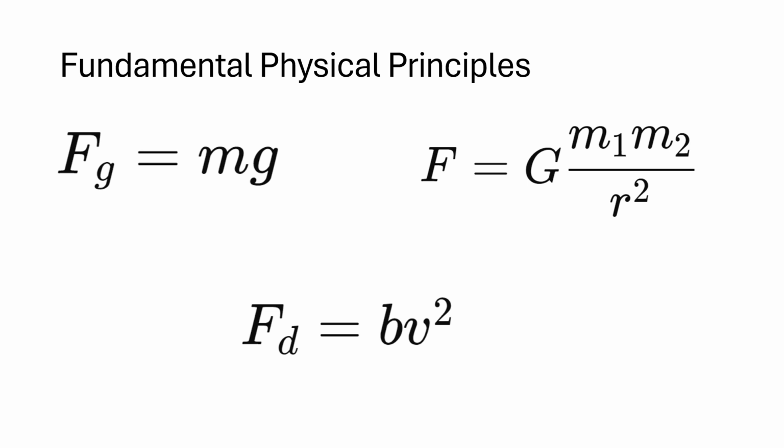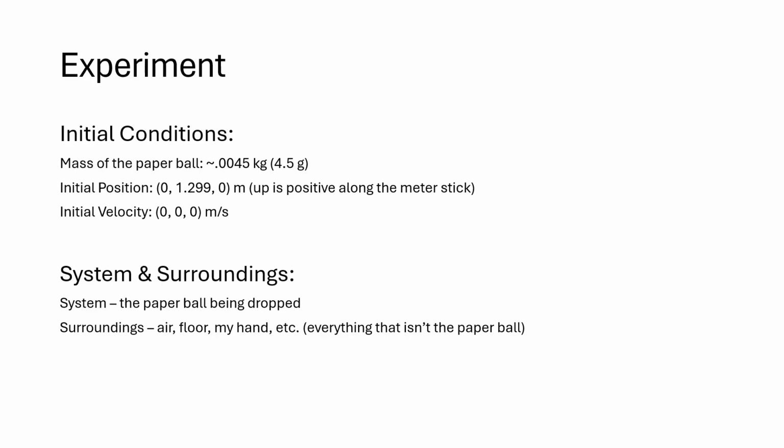And then the other fundamental physical principle is drag, which is b, which is a constant, times v squared. This just means that drag is proportional to velocity squared. B is really complicated and doesn't really matter here. All that matters is that drag is proportional to the square of velocity.